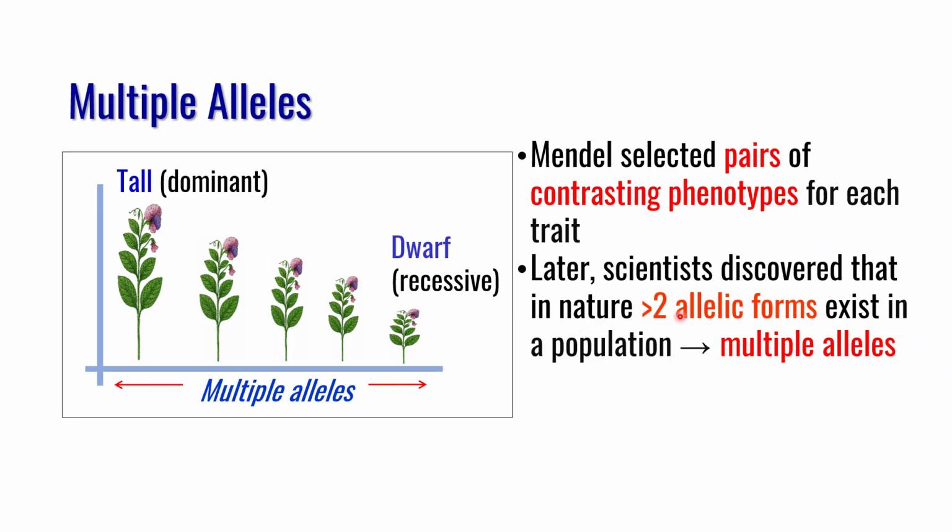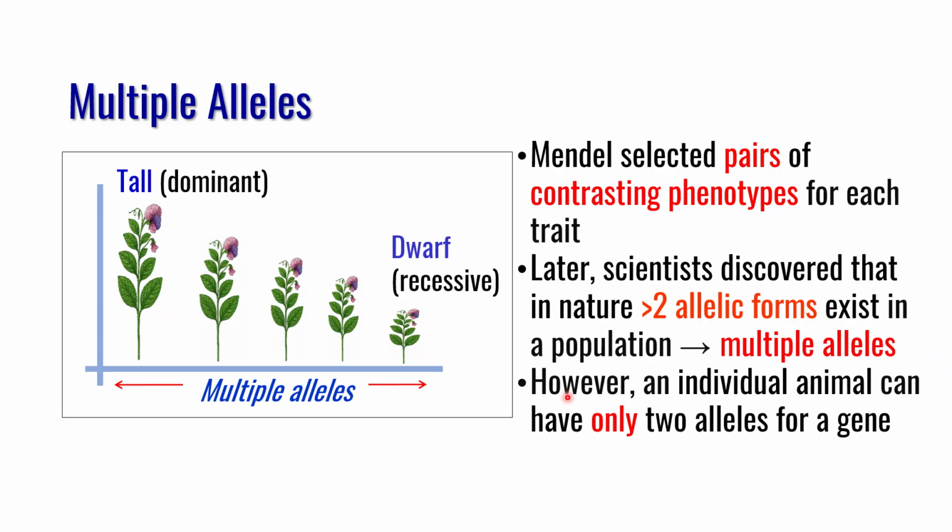The presence of more than two allelic forms of a gene in a population is called multiple alleles. In fact, every gene now has multiple forms. That is why we look different from one another. However, an individual can have only two allelic forms of a gene. In the next slide, I will explain further. I will elaborate on multiple alleles with an example of the ABO blood group.